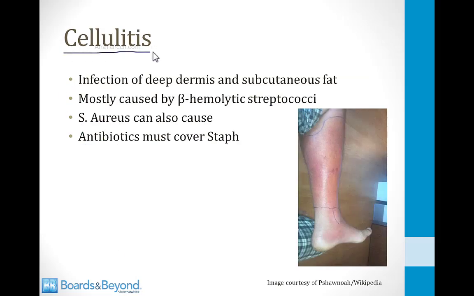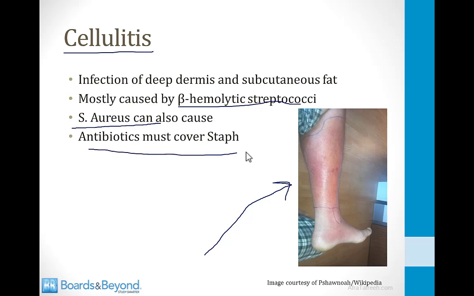Staph aureus can cause cellulitis, which is a relatively common skin infection. This is a picture of somebody with cellulitis of the leg right here. It often happens after patients get an injury, like a cut, and then bacteria get into the dermis and subcutaneous fat. Cellulitis is mostly caused by beta-hemolytic streptococci. However, Staph aureus is a possible cause, and the reason this is important is that when you select antibiotics to treat cellulitis, you often select antibiotics that cover staph. You don't want to choose antibiotics that only cover strep because the patient may have a staph infection and then it can get much worse.